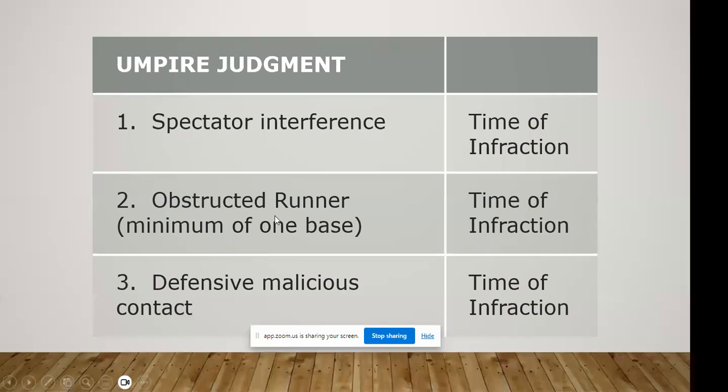The last category for making base awards is umpire judgment. The first one was on our test, on the college NCAA test this spring, and that was spectator interference. And let me give two quick scenarios.